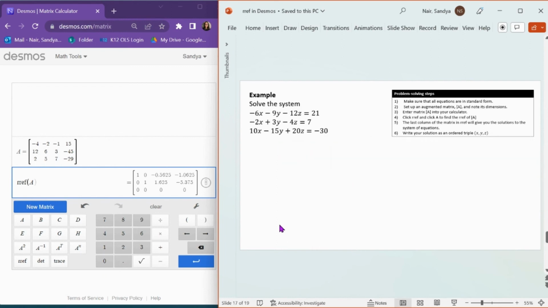Now let's try this example. Let's try solving the system. So to do this, I'm going to start off by setting up the augmented matrix. So I have -6, -9, -12, and then 21. And then I have -2, 3, -4, and 7. And then 10, -15, 20, and -30.